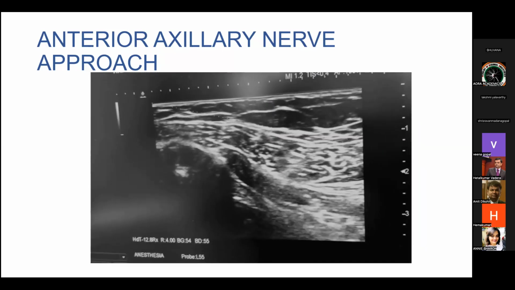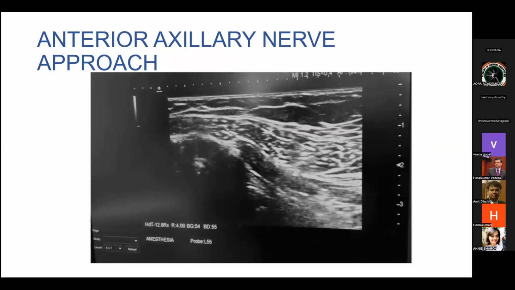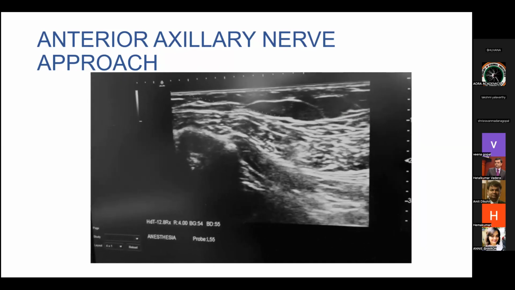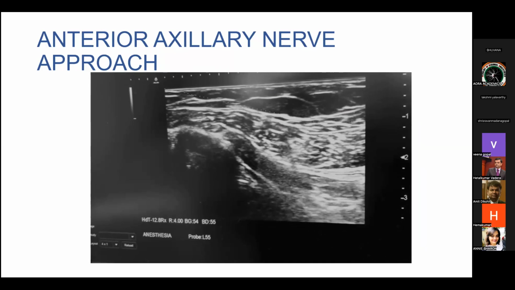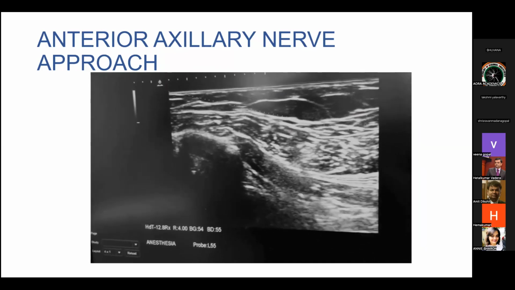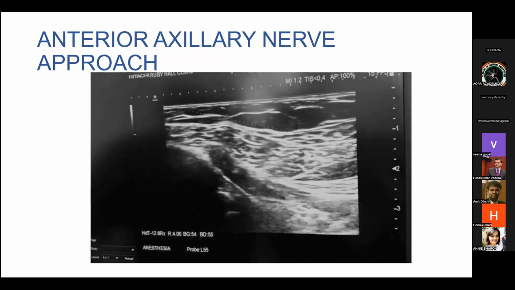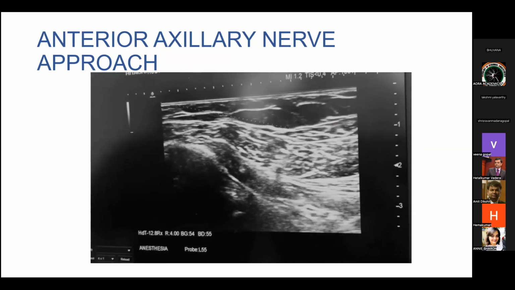You can see this is the head of humerus. This is the subscapularis tendon. This is the deltoid muscle, pectoralis major. Here you can see some pulsatile arteries. This is the anterior circumflex humeral artery. Along with that, you can see the nerve here. That is the first part of the axillary nerve.